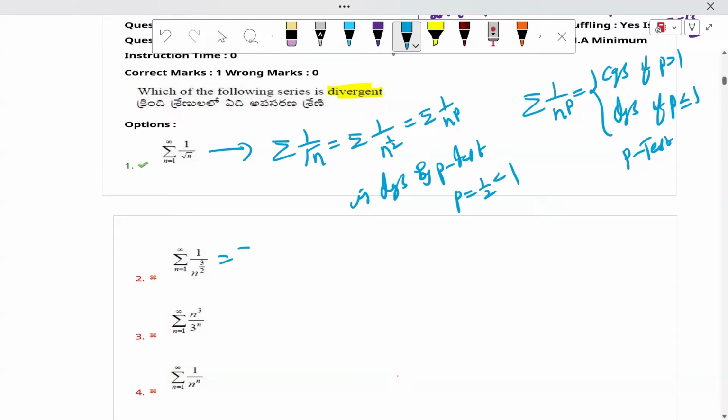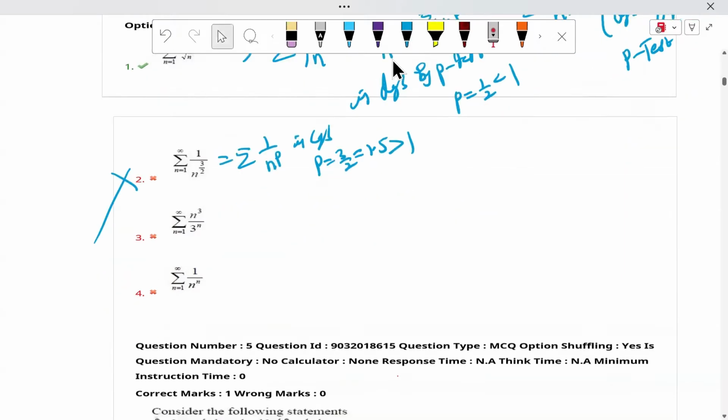Here, comparing with the summation 1/n^p, p is equal to 3/2, that is 1.5, which is greater than 1, so it is convergent. So this is the wrong answer, because we need the divergent one.